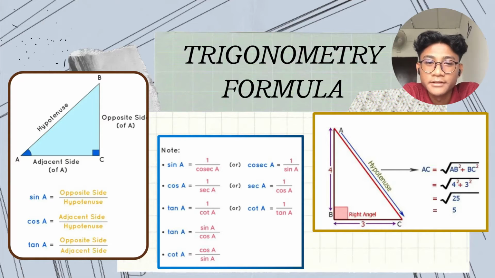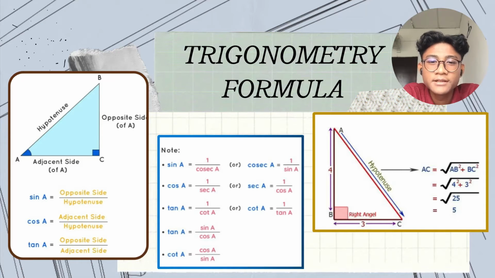And we can look at the second. We can use the following formula like sin A equal to 1 over cosec A, or cosec A equal to 1 over sin A. Cos A equal to 1 over sec A, or secant A equal to 1 over cos A. Tan A equal to 1 over cot A, or cot A equal to 1 over tan A. Tan A equal to sin A over cos A. Cot A equal to cos A over sin A.